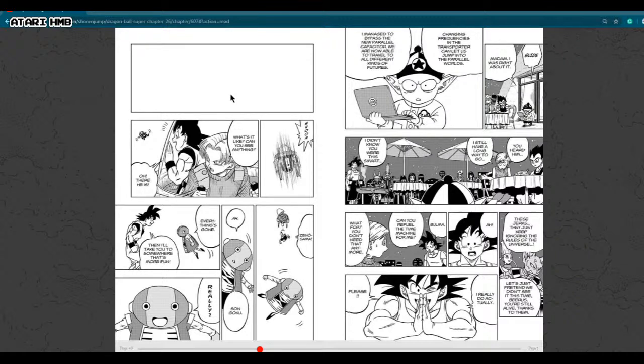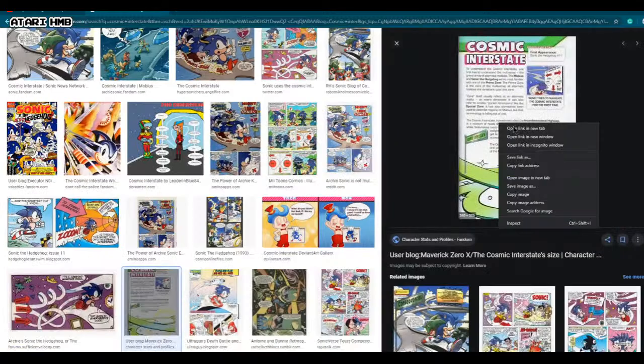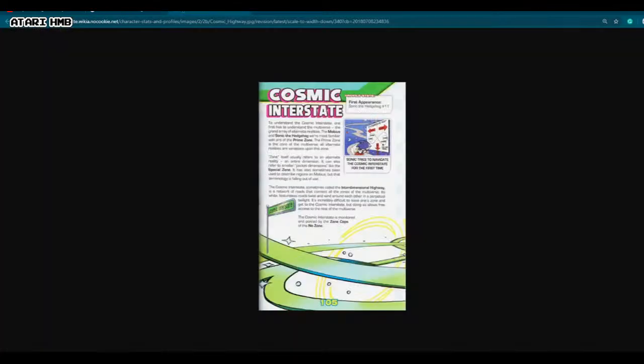So first, for those who don't know, you have to know what the Cosmic Interstate is. The Cosmic Interstate is technically a realm that isn't... I'm going to pull it up here. See, I used to have the scan on deck, but I'm just reading here.